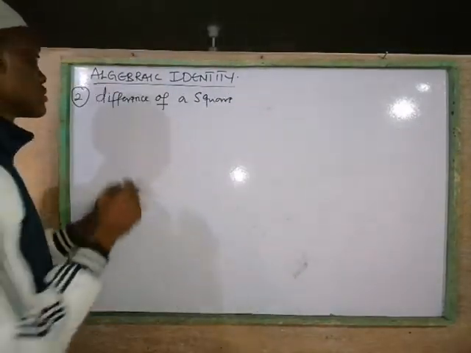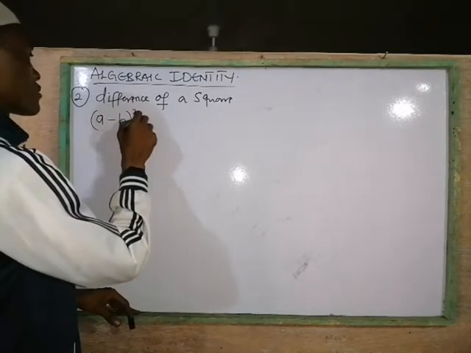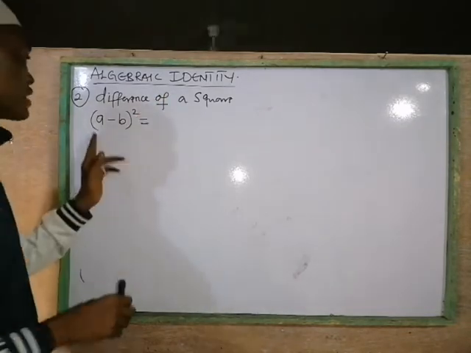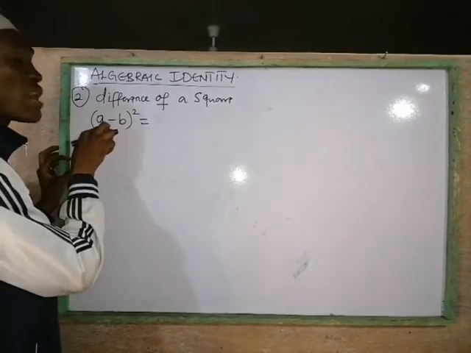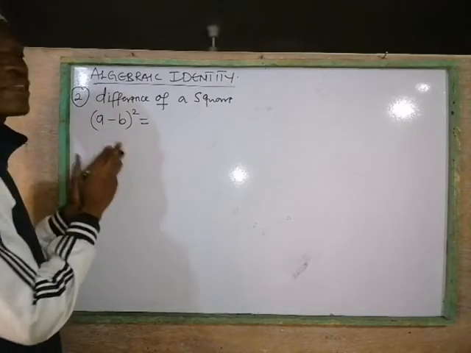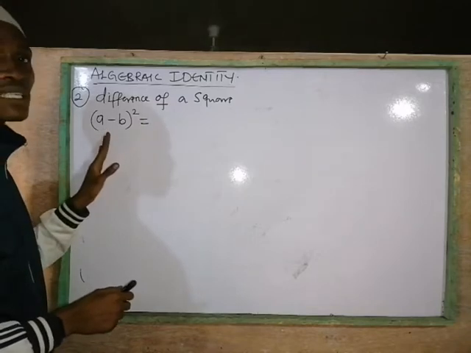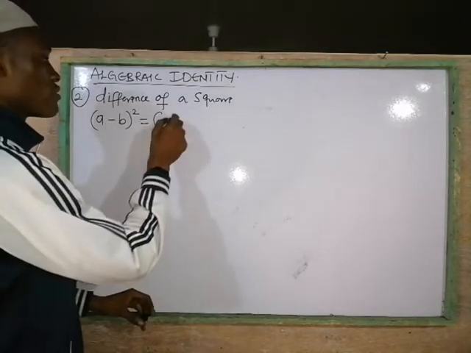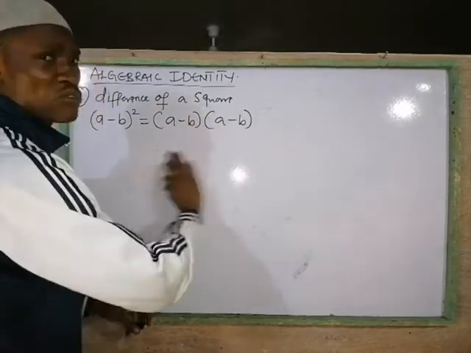Second identity, the second identity is difference of a square. Difference, you can see we have a subtraction sign here. Difference of a particular square, (a - b) all raised to the power of 2. In mathematics, whenever you want to expand this, do not forget, you have to write (a - b) twice. So I have (a - b) and we have to FOIL this.